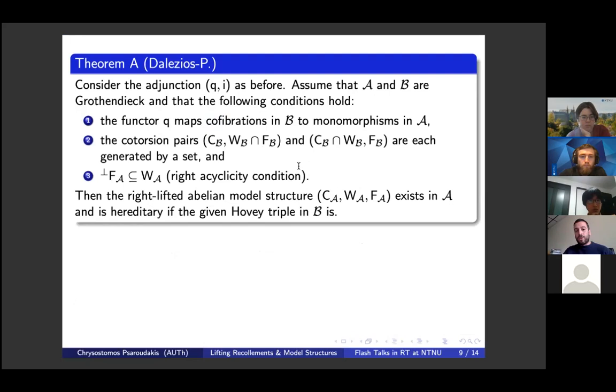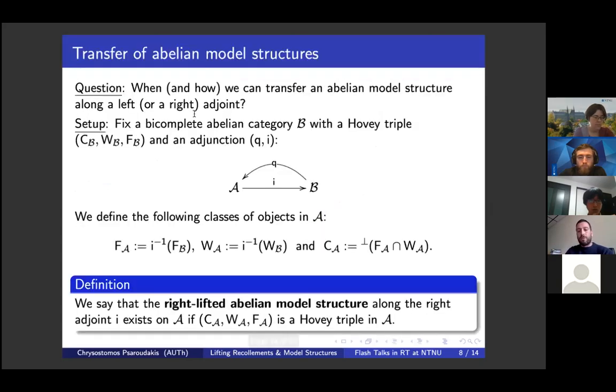Then we ask this cotorsion pair to be generated by a set. And then we ask for what we call the right acyclicity condition. And then we show that what we defined before, this triple of subcategories in A, gives us a Hovey triple in A, and it is hereditary if the Hovey triple that we start with in B is also hereditary. Okay, so under these three conditions, we can transfer the model from B to A.